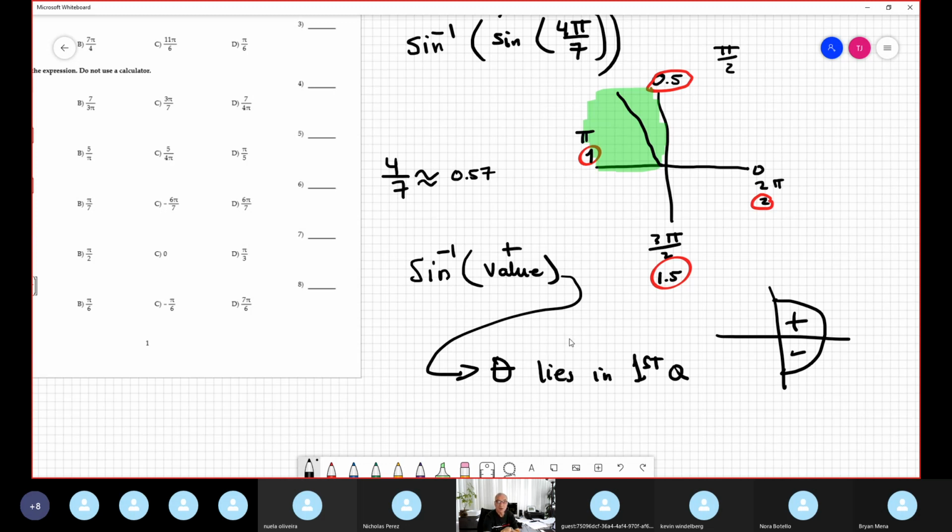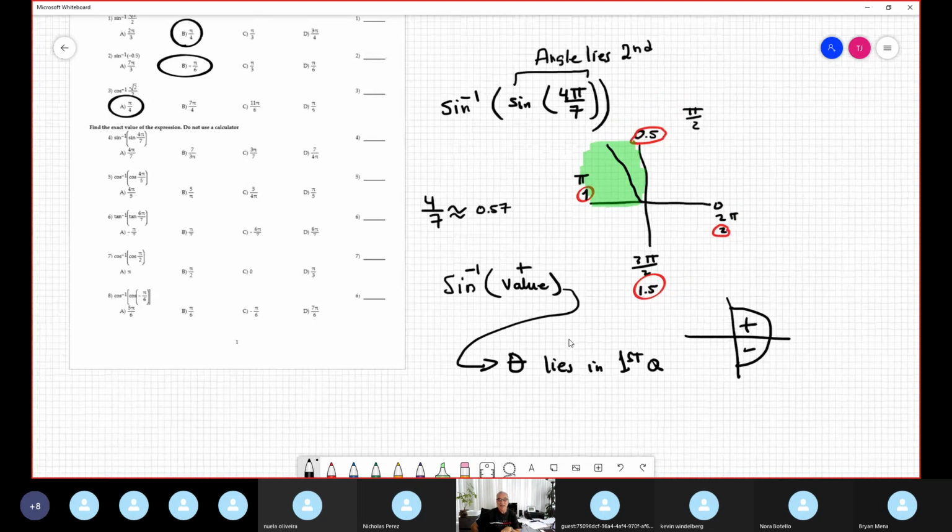Repetition. Step number 1, identify in what quadrant 4 pi over 7 lies. One fantastic way is you put in the calculator 4 divided by 7. You get the decimal approximation. And you compare 0, 0.5, 1, 1.5, and 2. It lies in the second quadrant. I know that the sine of any angle that lies in the second quadrant is a positive value. And a positive value inside sine inverse gives me one angle in the first quadrant.